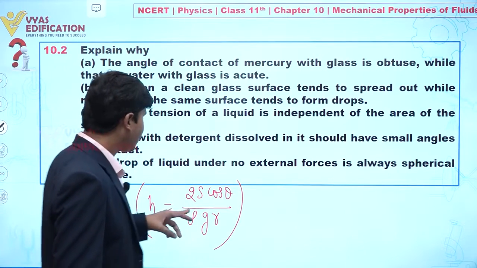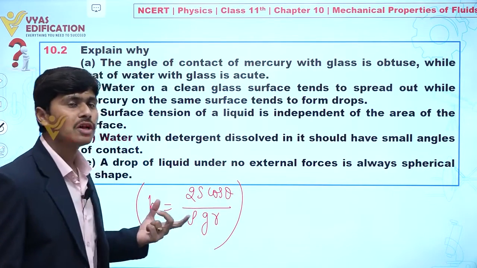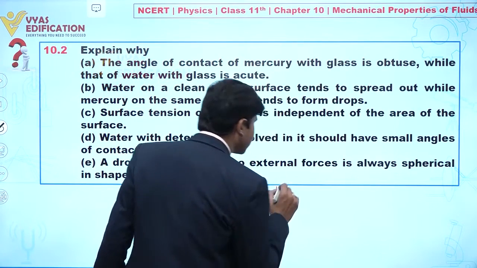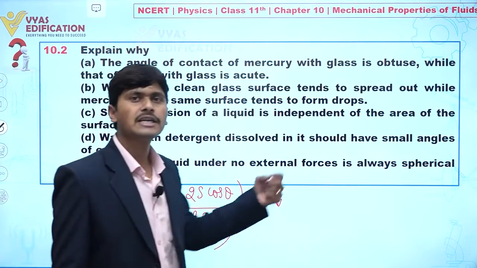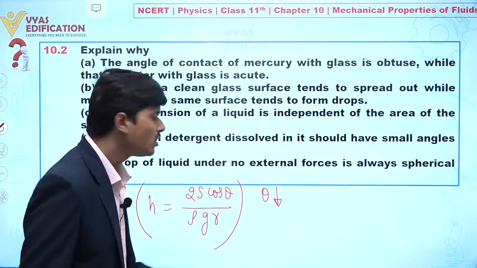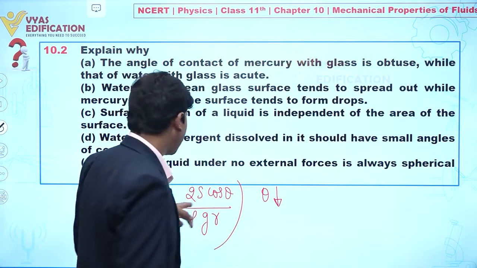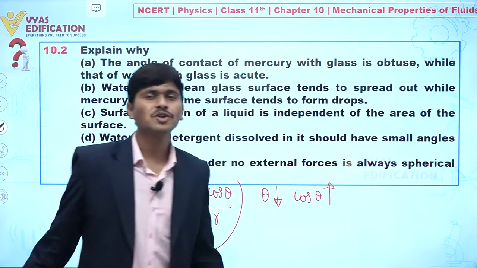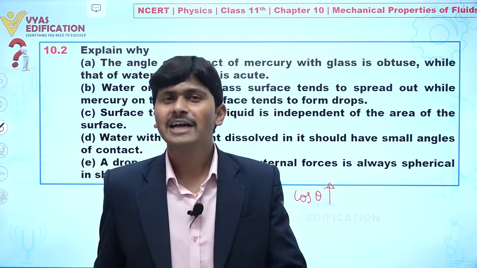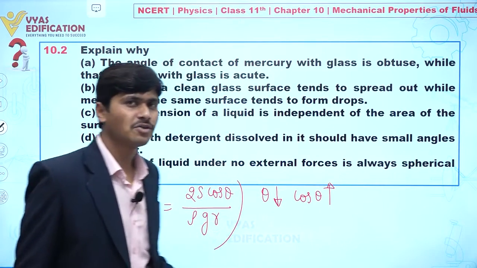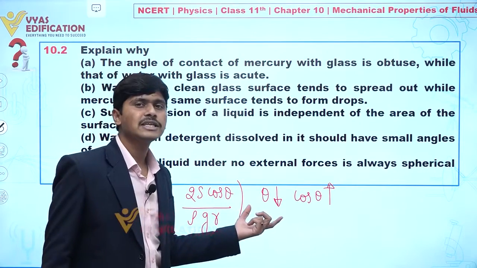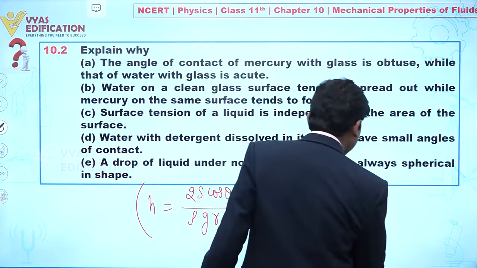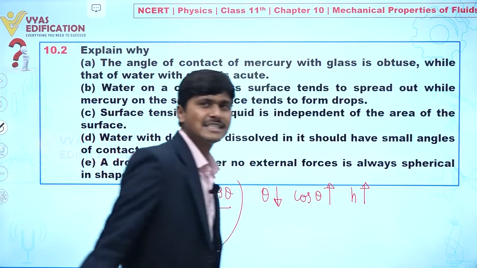Now if we are talking about a small angle of contact, it means we are talking about 0 degrees, 10 degrees, 15 degrees, 30 degrees. When theta is small, cos theta will be more, because cos 0 equals 1, and cos 30 equals root 3 by 2. So as theta decreases, the value of cos theta increases, and it means the value of h increases.